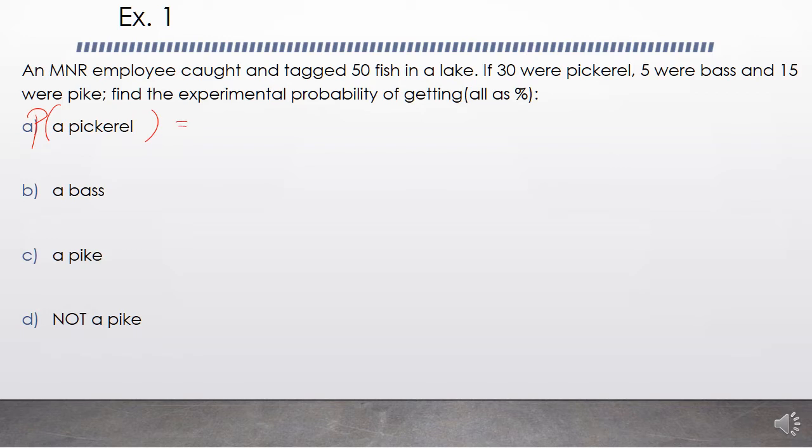Now it says that they caught and tagged 50 fish, so we know it's out of 50. How many were pickerel? Well, it tells you there's 30. So 30 out of 50. That's the experimental probability, because that's just what they caught and tagged. 30 divided by 50 times 100, 60%.